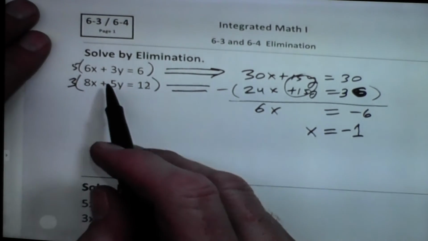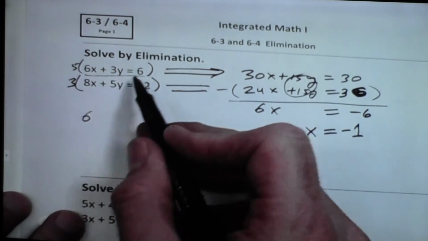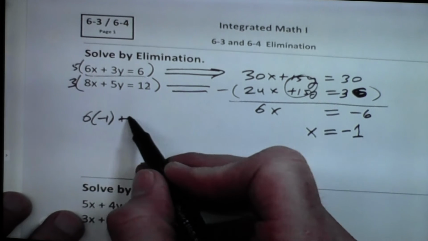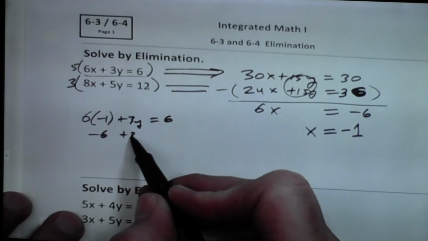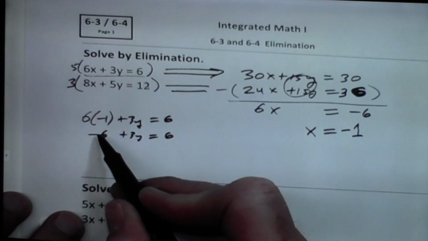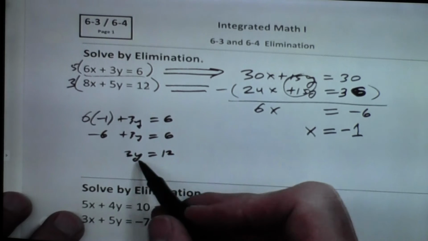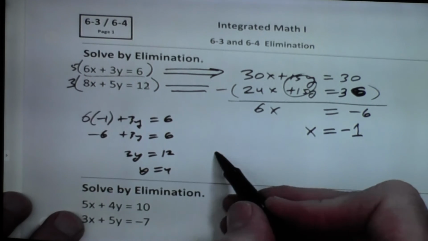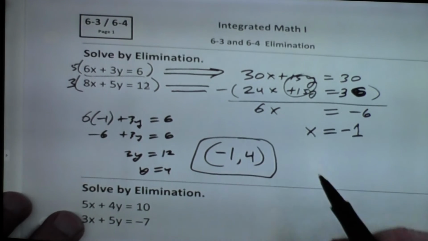If I put a negative 1 here for x, let's put that into this first one. 6 times negative 1 plus 3y is equal to 6. Negative 6 plus 3y is equal to 6. Add 6 to both sides. 3y is equal to 12. Divide by 3 and I get a 4. So negative 1 and 4. And that would be my answer here.